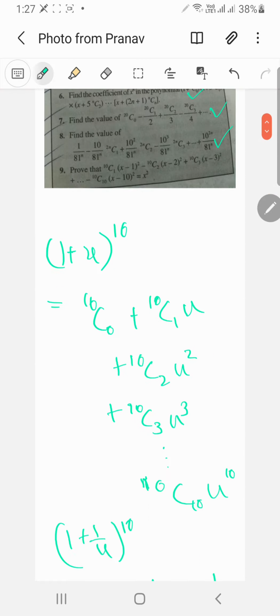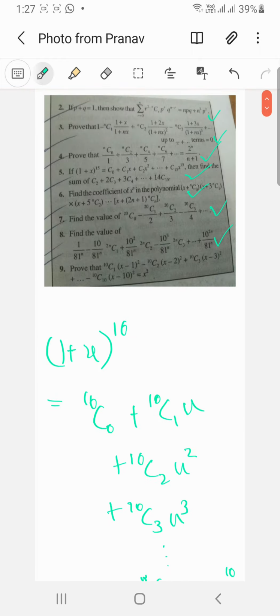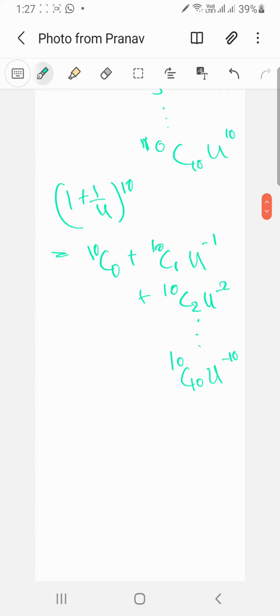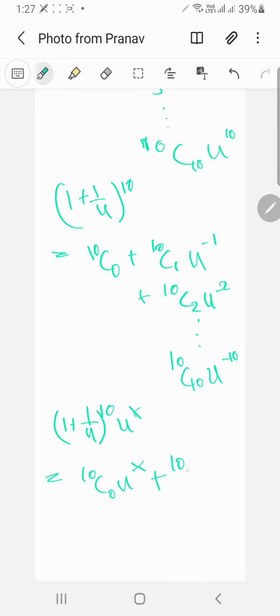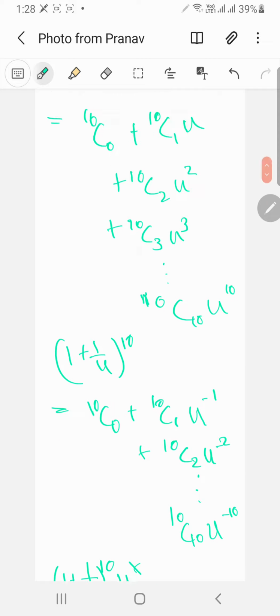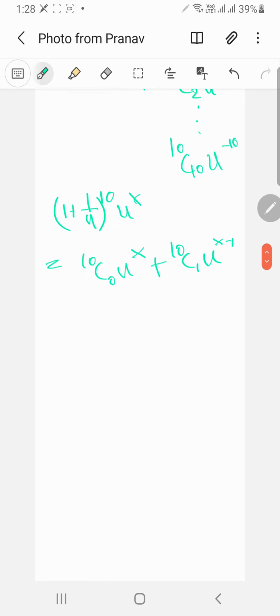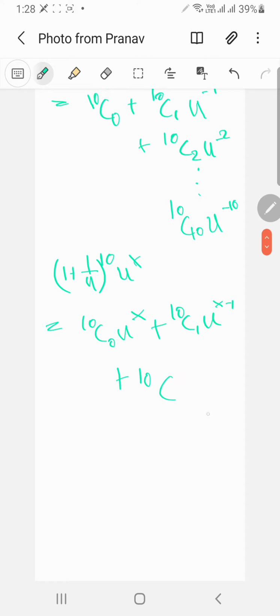All right, and then what? Well, you also need that x everywhere, right? So maybe we can actually multiply this by u power x. I mean, that looks really creepy, but we are doing that, and maybe that will give us something nice. So (1 + 1/u) to the power of 10 into u power x is equal to 10C0 u power x plus 10C1 u power x minus 1. It's almost like what we need in the series. Plus 10C2 u power x minus 2, and so on, up to 10C10 u power x minus 10.